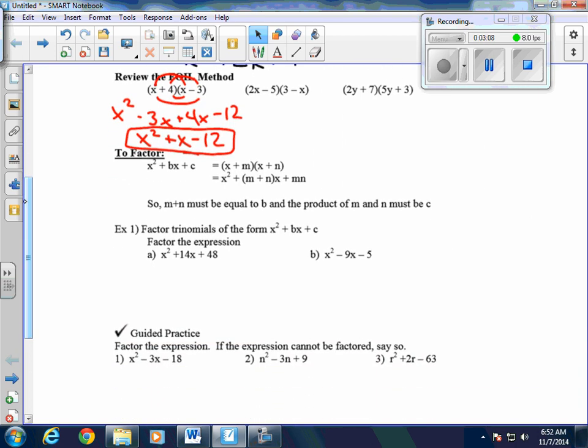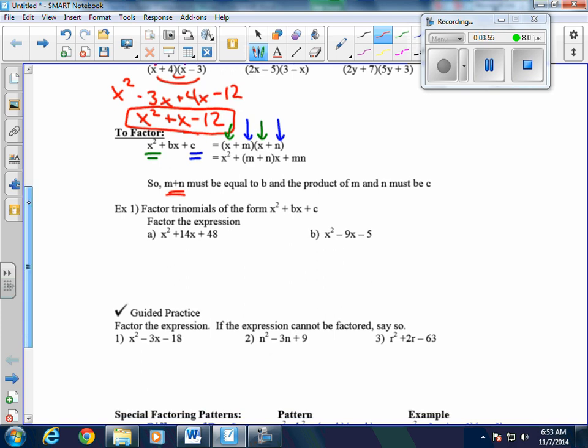Now, when we look at how to factor, the first term, the x squared term, is going to come from the product of the first term in each binomial. And then the last term is going to come from the product of the last two terms. And then the middle term comes from those middle two terms added together. So if we look here, m plus n must be equal to b, and the product of m and n must be c.